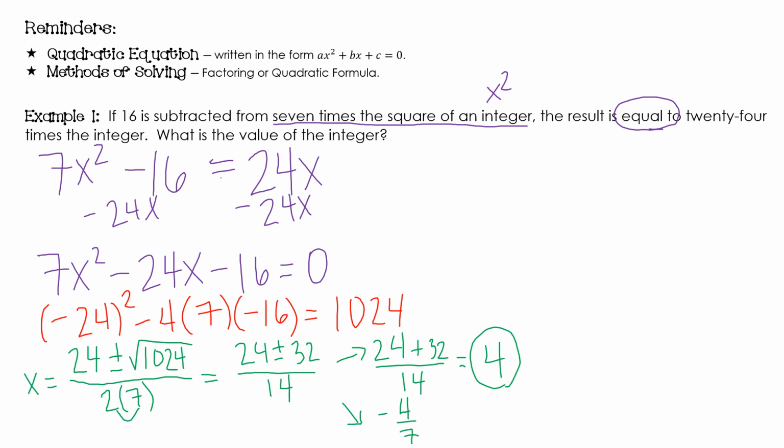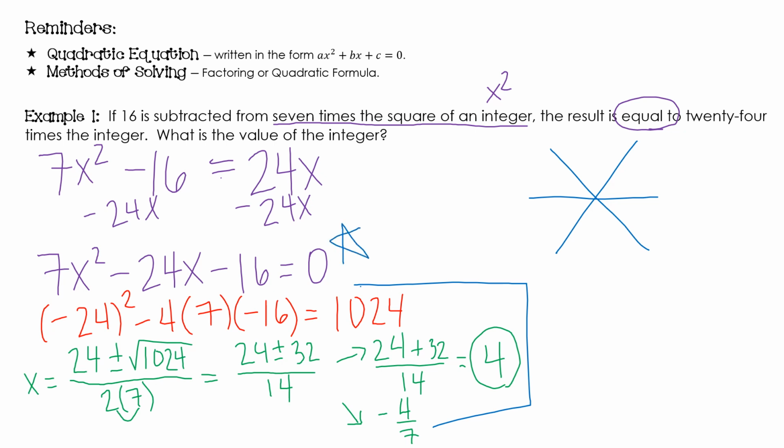Okay, so let's say that we wanted to factor instead, and we wanted to use the method of the star. That would eliminate all of this work down here, okay? So we would still need to get the quadratic equation to be equal to 0, but then from there, we can fill in our star. So A goes there, B goes in the bottom, which is a negative 24. Then 7 times negative 16 is negative 112.